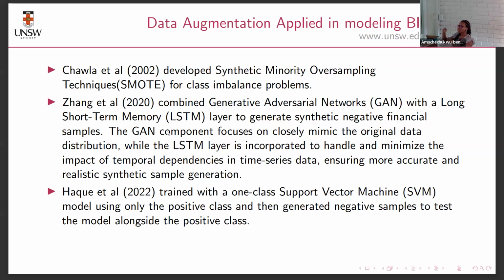Young et al. combined a generative adversarial network, which we call GAN, with LSTM to try to generate synthetic negative data for a financial data set that was lacking. The GAN focused on mimicking the original data set, while the LSTM focuses on the temporal dependency. But we are not looking into the temporal dependency of this data set here, so in that case we considered only the GAN. We also looked at Hack et al., who modeled a one-class SVM. Using one-class SVM, you only model the positive class and then generate a negative sample to test alongside the positive class. So we considered these three approaches to see whether we would see an improvement.